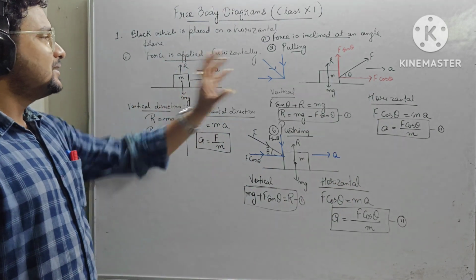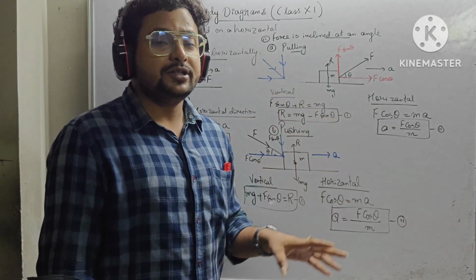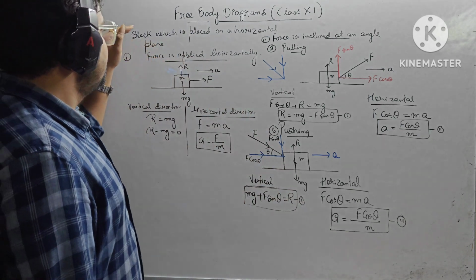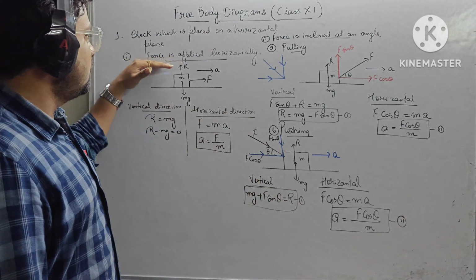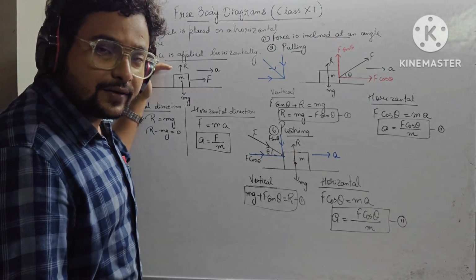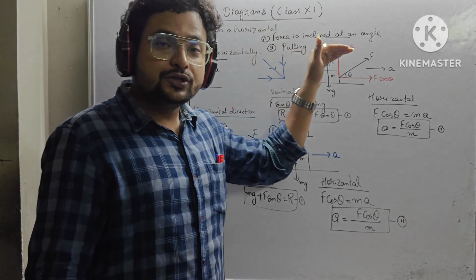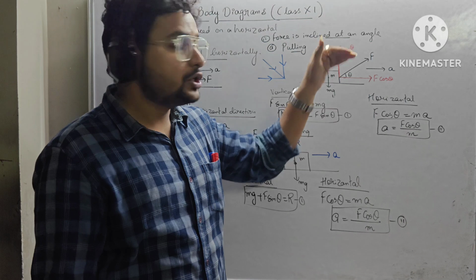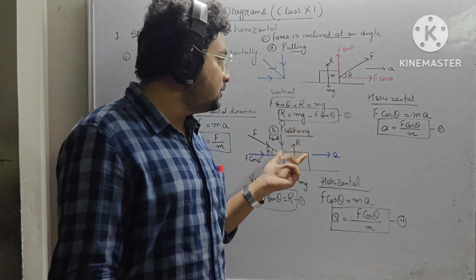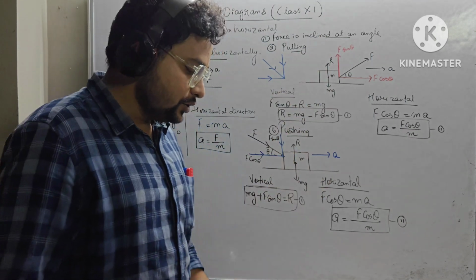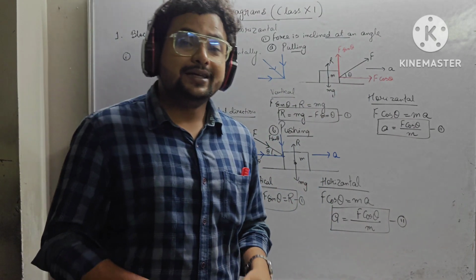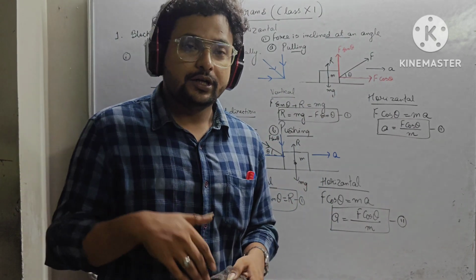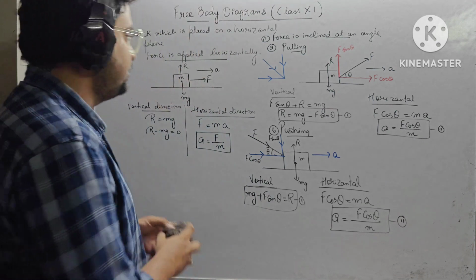So these are known as free body diagrams. This is number 1: if a block is placed on a horizontal plane, I have shown you what happens if I apply the force horizontally. If the force is applied at an angle, I can either pull the body or push the body. Now we are going to see what happens if a block is placed on an inclined plane.